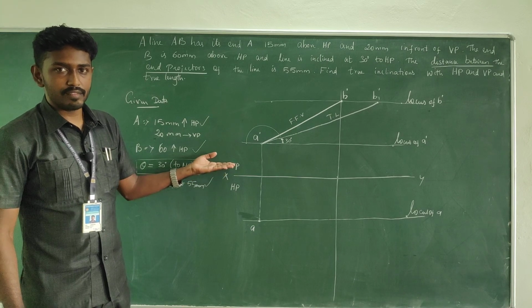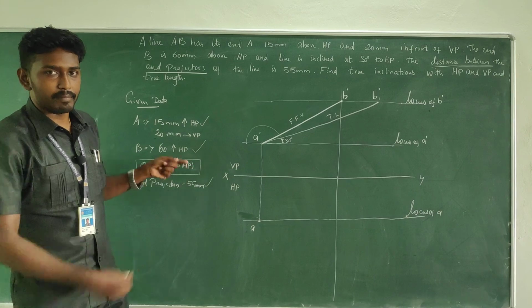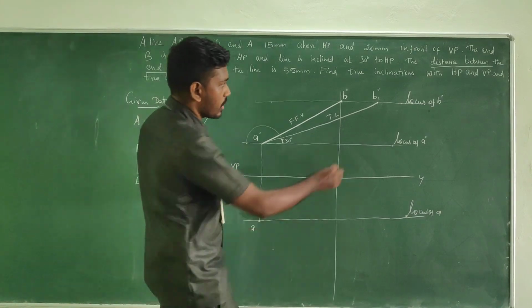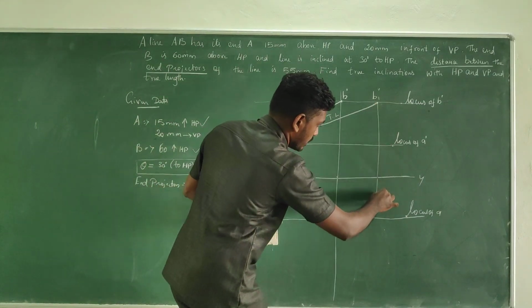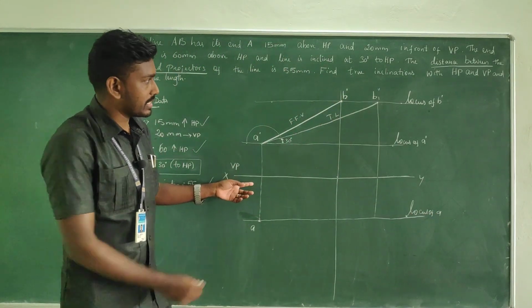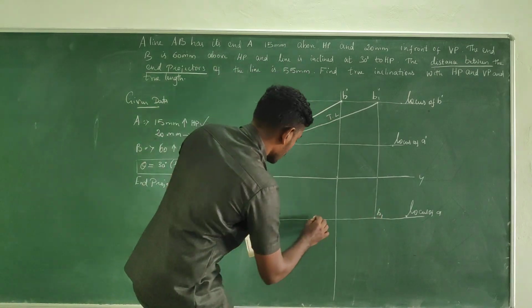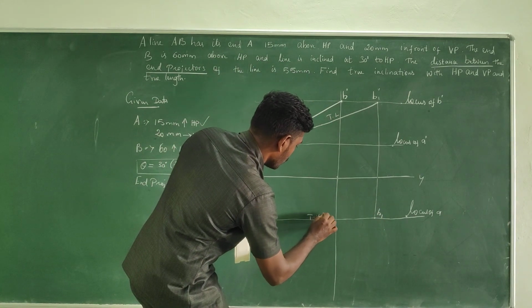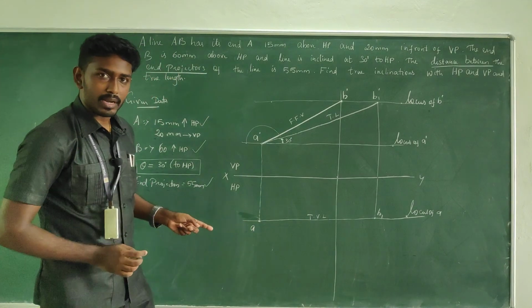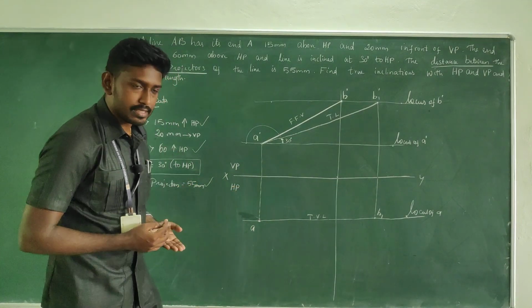So what is next from the true length? What we do is extend the line. We will get the projector line, right? So take the projector line to the locus of A, and what is next? This point becomes B1 and this is the top view length. Am I right? So if you find the top view length, what is next?